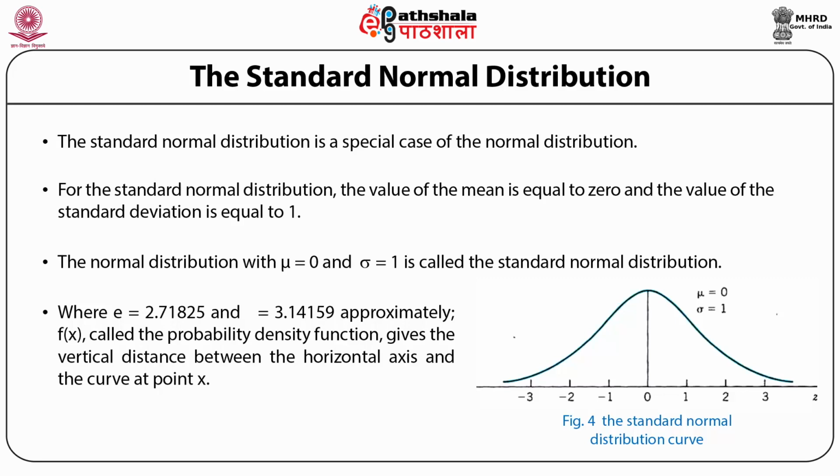f(x), called the probability density function, also gives the vertical distance between the horizontal axis and the curve at a point. For the information of those who are familiar with integral calculus, the definite integral of this equation from a to b gives the probability that x assumes a value between a and b.